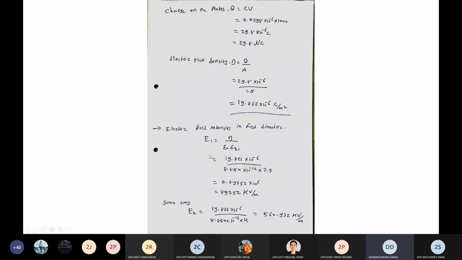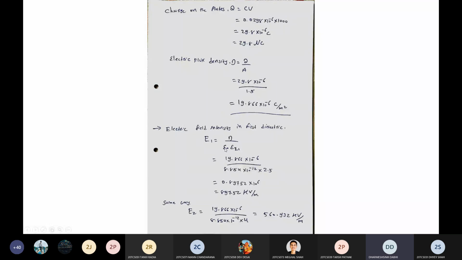So for the electric field intensity equation, we know that it is D divided by epsilon 0 into epsilon R1. So first find out D. As you know, D is equal to Q by A. Q is 29.8 microcoulomb and area is given, 1.5 meter square. So you get the flux density 19.866 into 10 raised to minus 6 coulomb per meter square.